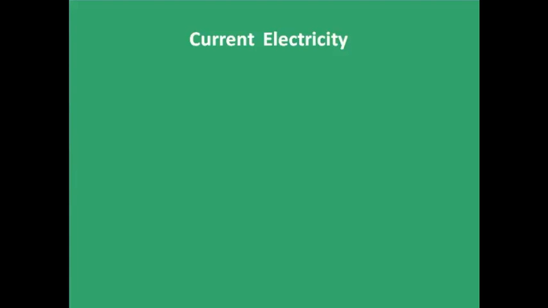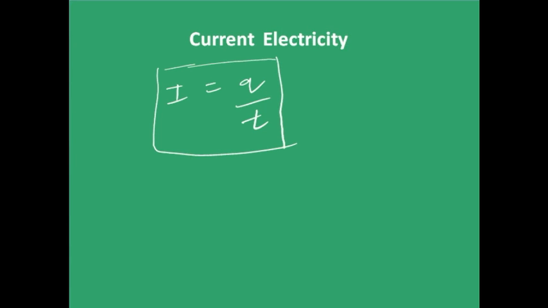Hi friends, we'll start with current electricity. What is current? Current is nothing but the rate of charge transfer. If Q amount of charge is transferred over a time t, then the current will be Q by t. But this formula gives only the average current, the total charge by total time.